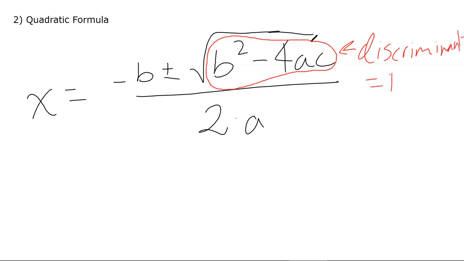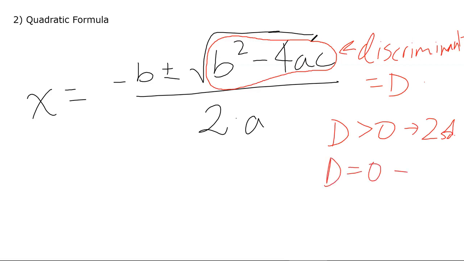Or it's equal to just d. So whenever d is greater than 0, or if it's a positive number, then there's going to be two roots or two solutions. If d is equal to 0, then there's going to be one solution. And if d is less than 0, there's going to be 0 solutions, or at least 0 real solutions. This is when we're going to have complex or imaginary solutions.